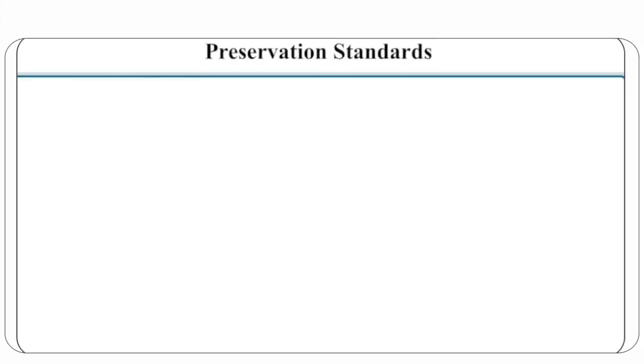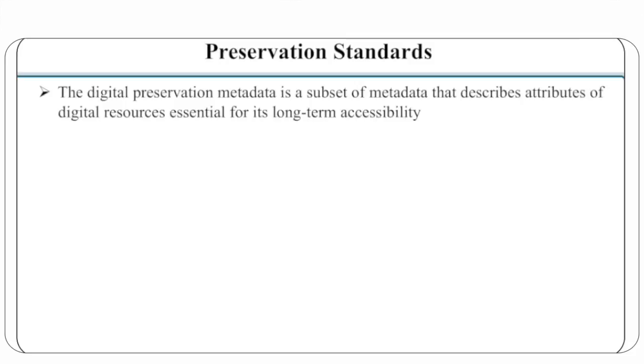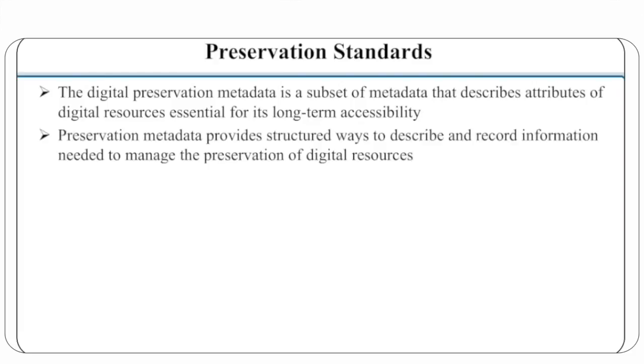Digital preservation is considered to be a very important factor of digital library. Let's have a look at some of the standards for digital preservation. The digital preservation metadata is a subset of metadata that describes attributes of digital resources essential for its long-term accessibilities. Preservation metadata provides structured ways to describe and record information needed to manage the preservation of digital resources.